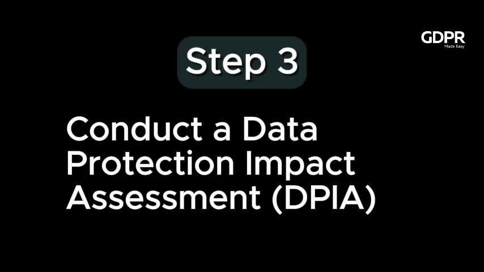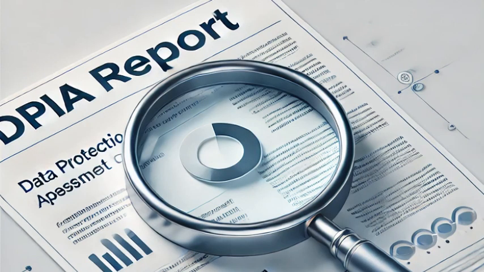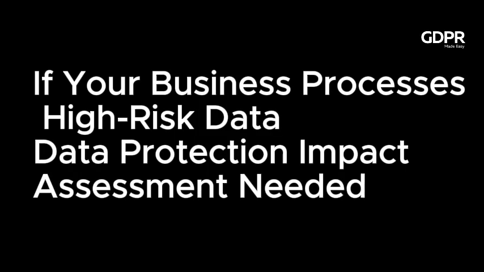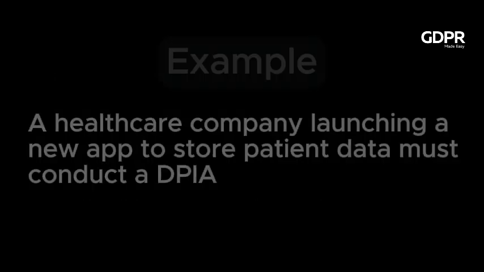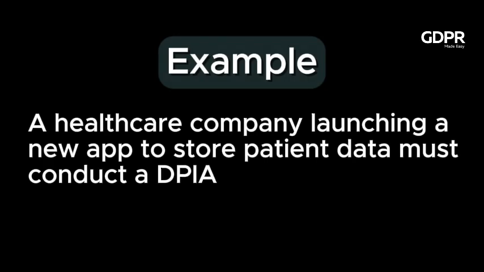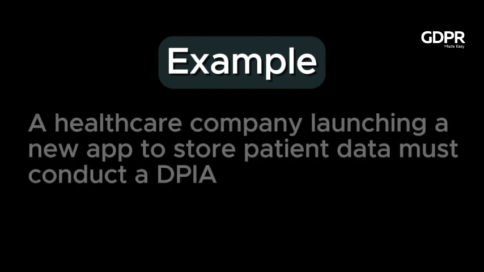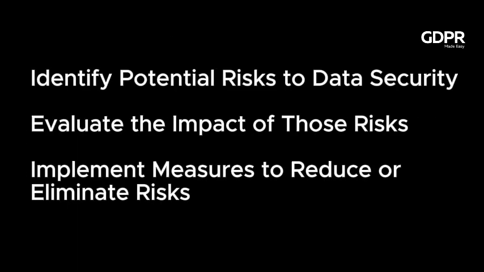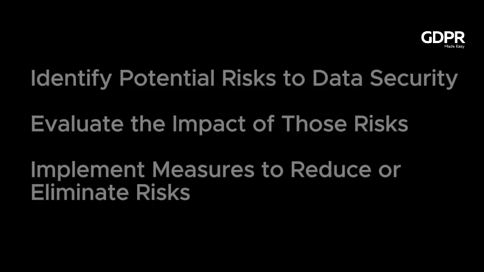Conduct a data protection impact assessment, DPIA. If your business processes high risk data like health records or financial details, a data protection impact assessment, or DPIA, is very important. For example, a healthcare company launching a new app to store patient data must conduct a DPIA. This assessment helps you to identify the potential risks to data security, evaluate the impact of those risks, and implement measures to reduce or eliminate them. Think of it as a risk management tool for personal data.